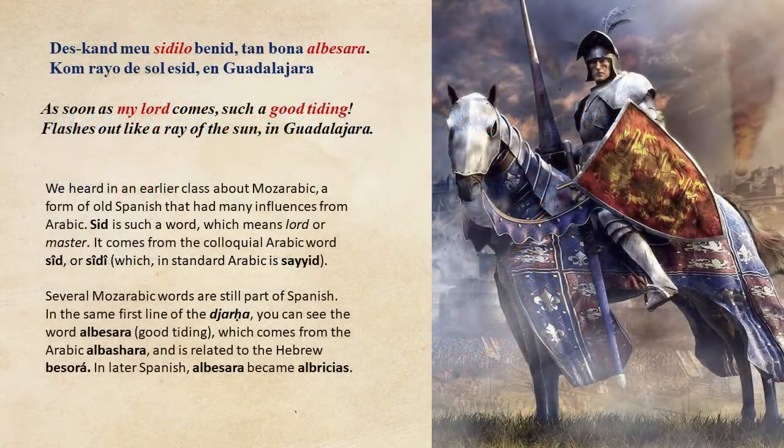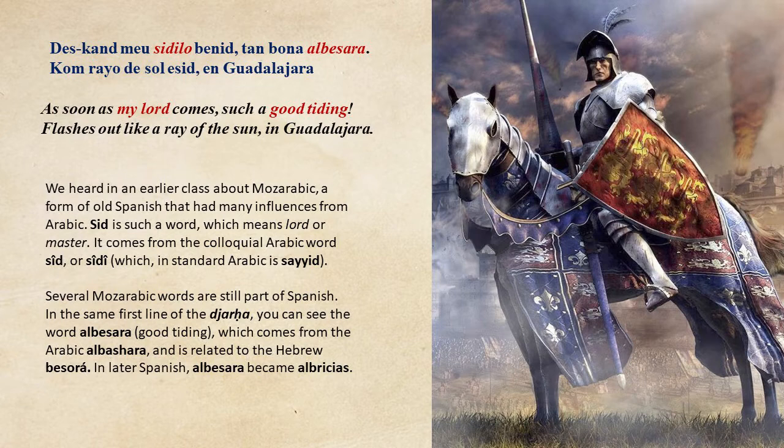Here it is again. There's another word that I've made in red that requires some explanation. Deskan meu Cidilo benid, as soon as my Lord comes, tan bona al-besara. Al-besara, if it starts with al, you can bet it's an Arabic word. All right. So it says here, as soon as my Lord comes, such good tiding. So good is bona. Al-besara as tiding also means good tiding by itself.